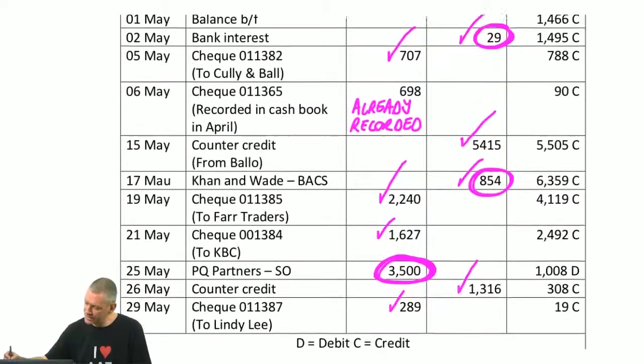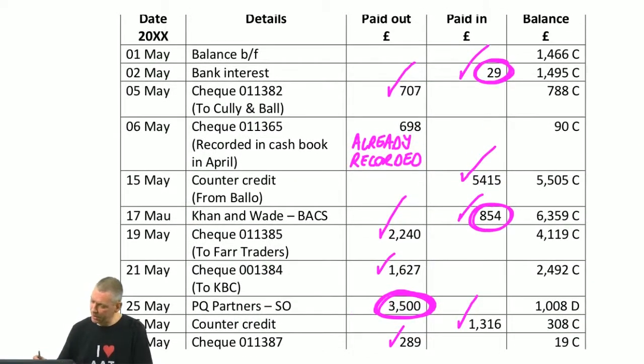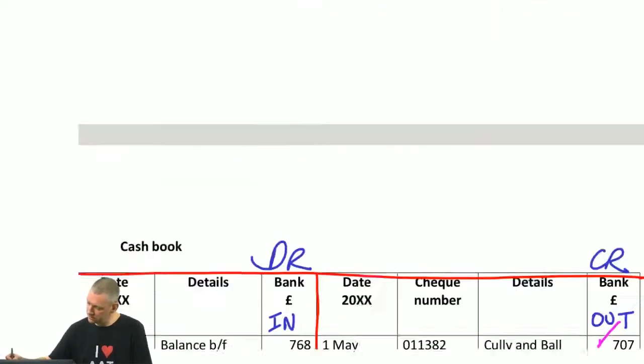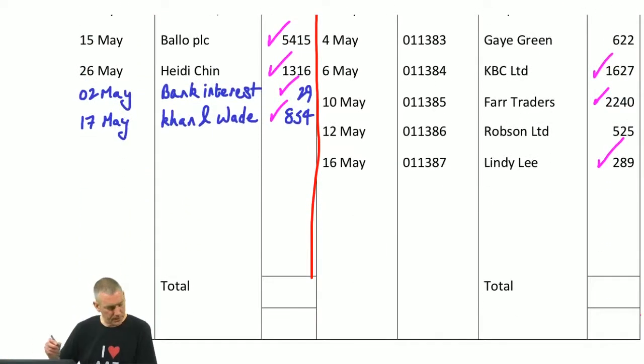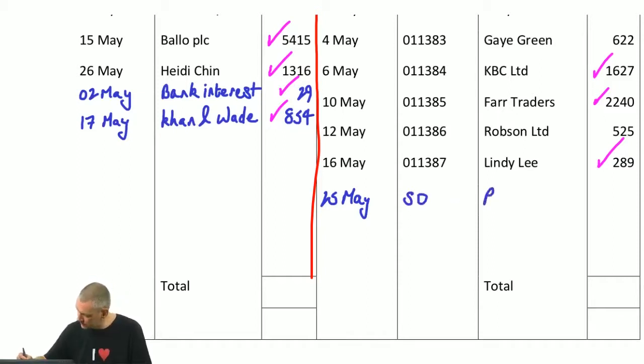And then on the other side, we need to have this PQ partner standing order. So here we go with PQ. So this was on the, oh, get the right colour, 25th of May. It was the standing order. Should I put a little less over there for standing order? And it's PQ partners.